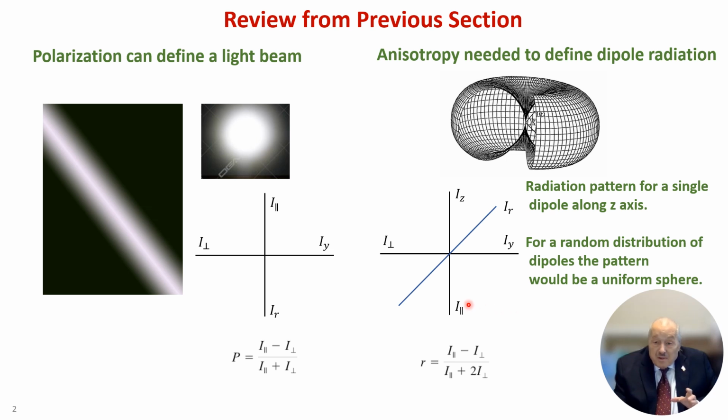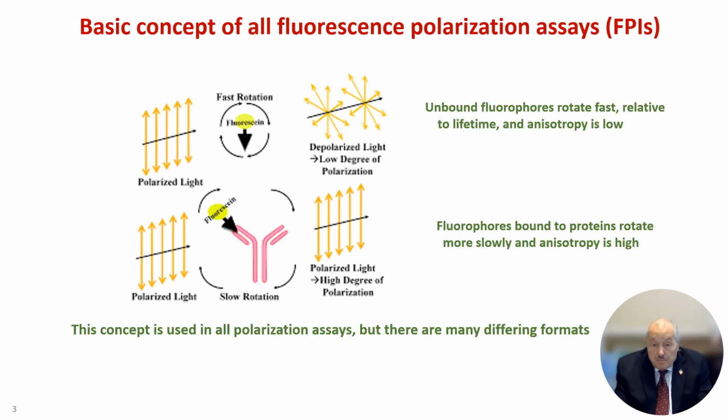Just as a reminder, a better measurement is the anisotropy, because if you have a random distribution of dipoles, this is for a single dipole along the z-axis. If you have a random distribution of dipoles, it would be a perfectly spherical distribution, and the way to quantify that is by measuring the intensity along each axis, which is what we have here. And we're using 2I perpendicular because there are two axes perpendicular to the z-axis.